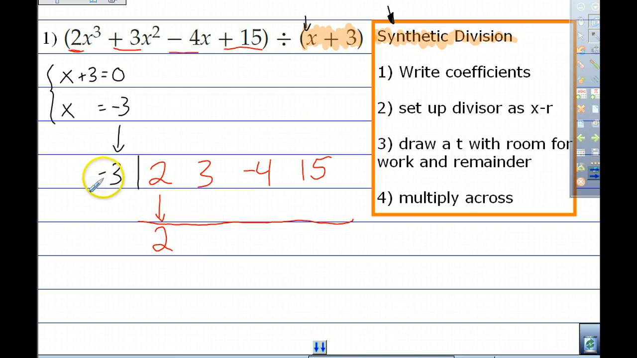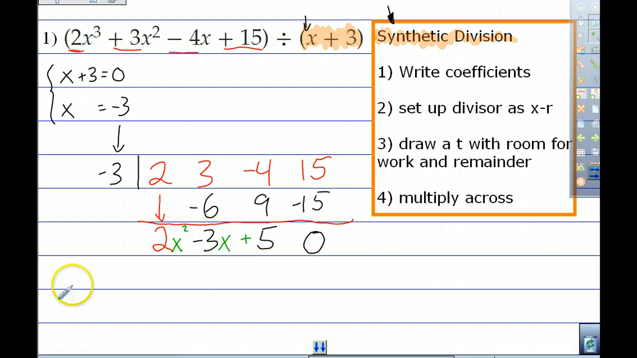Here's how it goes. -3 times 2, -6. Add it up. -3 times -3, 9. Add it up. -3 times 5, 15. Add it up. We're done. So yeah, if you blink, you kind of miss it. So our answer is going to be 5 there. We're going to have, this stands for 3x. This is 2x squared. So 2x squared minus 3x plus 5.